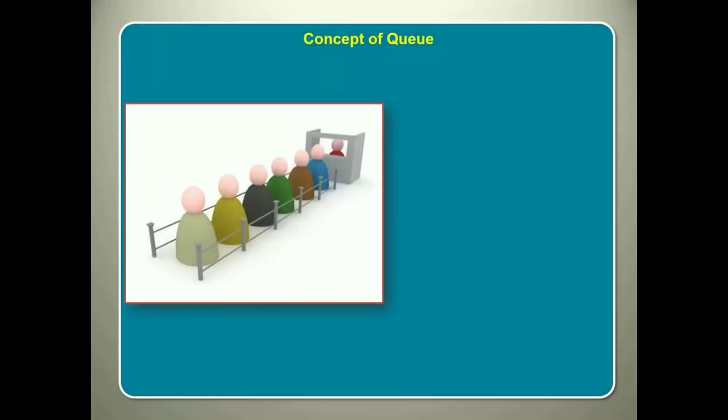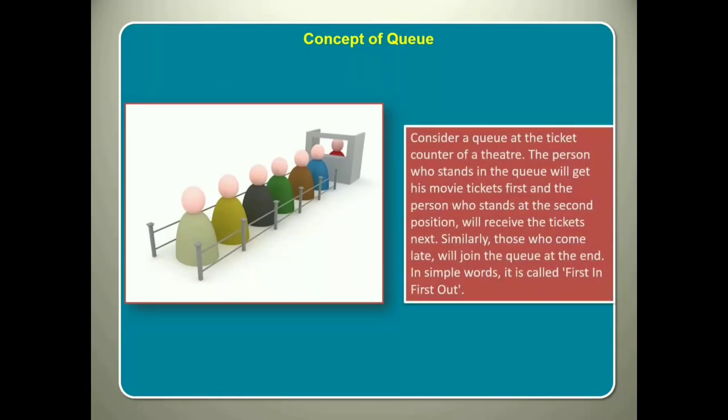Let us understand the concept of the queue with the help of a real-life scenario. Consider a queue at the ticket counter of a theater. The person who stands first in the queue will get his movie tickets first, and the person who stands at the second position will receive the tickets next. Similarly, those who come late will join the queue at the end. In simple words, it is called first in, first out.